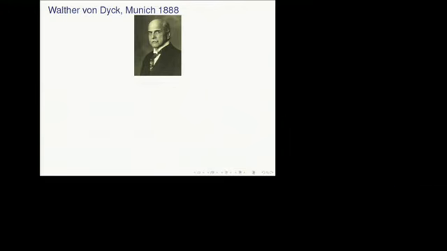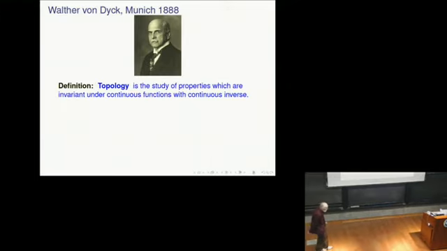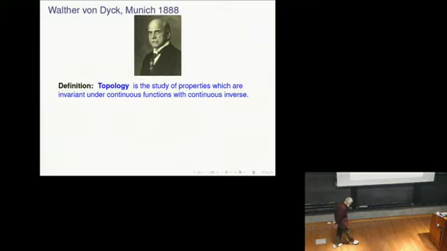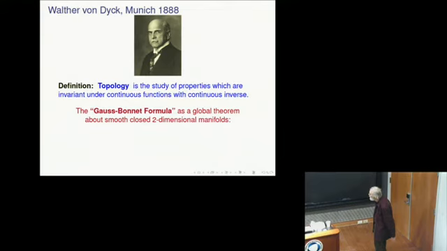Okay, the next name I'd like to mention is von Dyck, who a few years later was the first person I know of who actually gave a definition of what topology is. Namely, it's the study of properties of objects which are preserved under continuous homeomorphisms with continuous inverse. And another fundamental contribution, he took the Gauss-Bonnet theorem and put it in a global form.